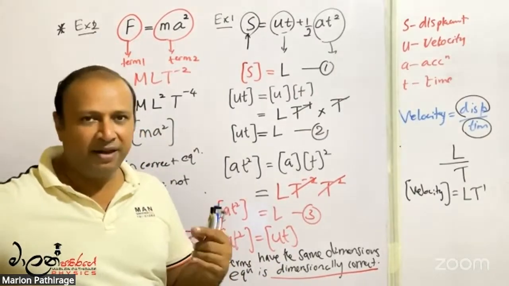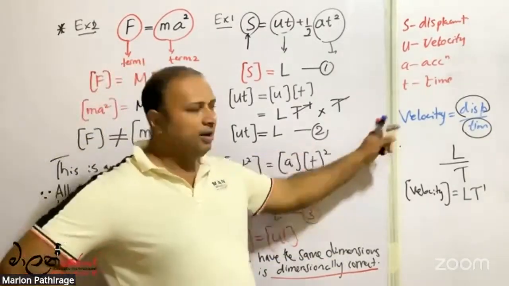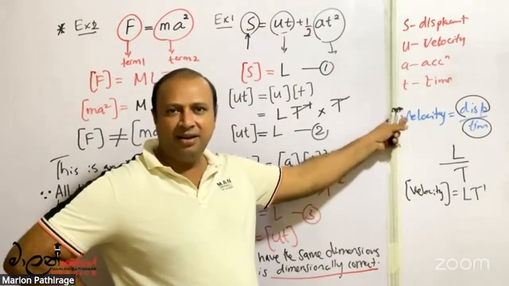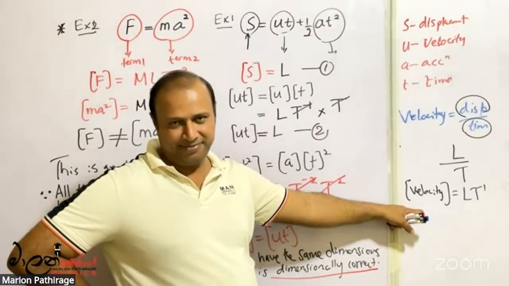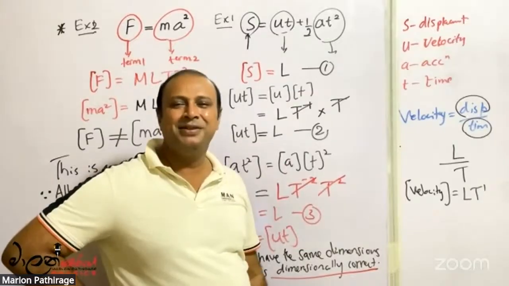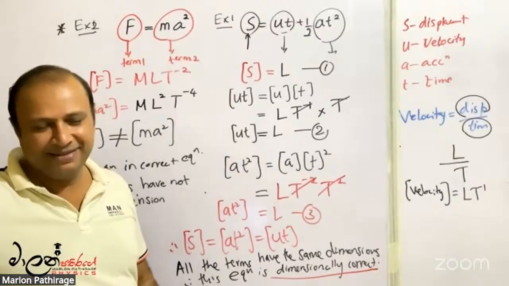Therefore, when you are writing the dimension, first you have to have the relationship. Then this relationship is converted into a symbol. That is called the dimensional formula. Is that clear? Yes, sir.